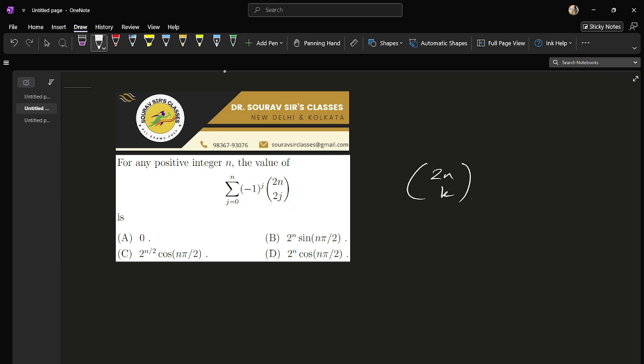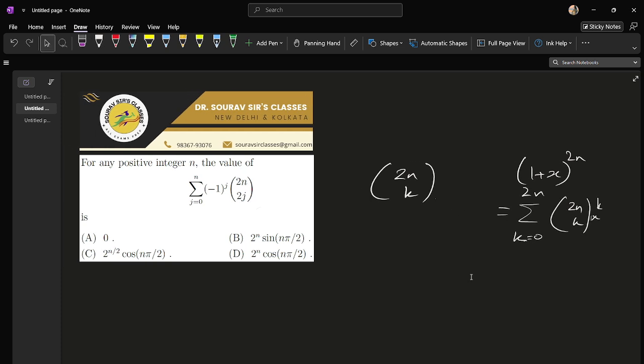So relate it to the binomial expansion. Consider the binomial expansion of 1 plus x to the power 2n, which equals summation k equals 0 to 2n of 2n choose k and x to the power k.